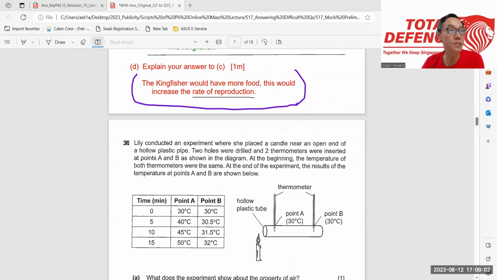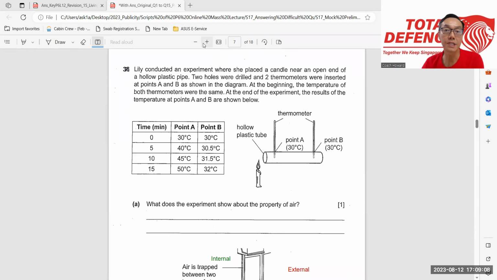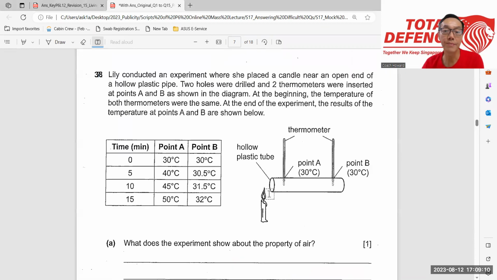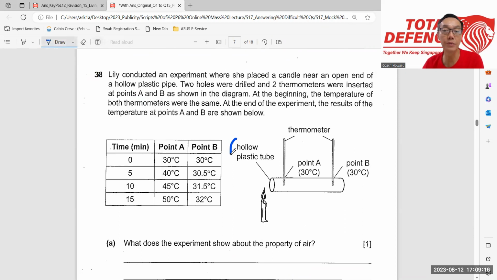Okay, let's continue this question here. It's about heat gain, heat loss. So you notice here, this experiment, there's a flame here, and this is a hollow plastic tube. Okay, hollow means air can move through freely. So I want to highlight this part. Okay, hollow tube. So that means the movement of air can flow freely left and right. Okay, so you can annotate this one.